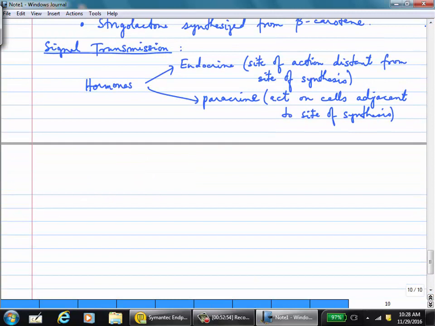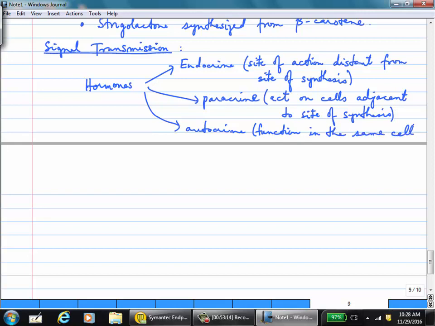And then the third one is autocrine. That means what? Make a guess. They function in the same cell where they are synthesized. Okay? Function in the same cell where synthesized.